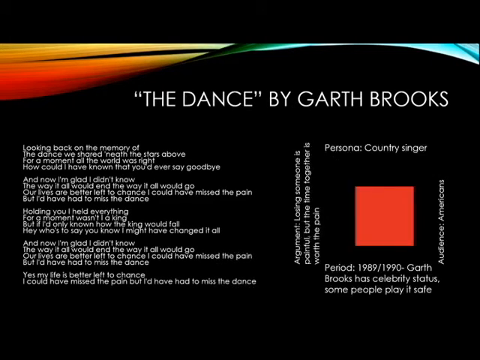Now that you've finished your practice, let's go ahead and compare what you've done to what I've done. So I've actually left out the center of my AP square, and we'll look at part of what I've done later, but let's go over what I have on the outside. So for persona, I put country singer. For time period, 1989, 1990, and if you wanted to know that, yes, you would have had to look it up. Garth Brooks at that time had celebrity status.